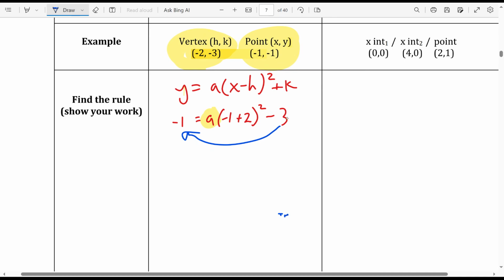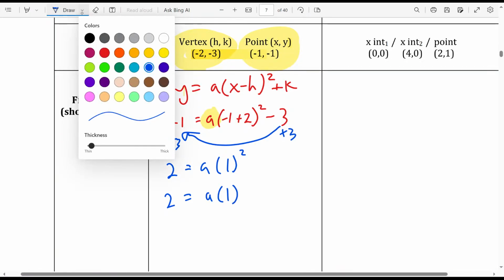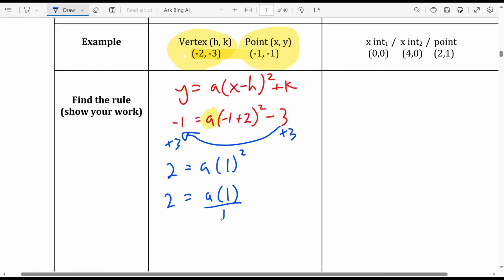So I'll be adding 3. So positive 2 is equal to a times 1 squared. Now 1 squared, I don't really need to do a whole descriptor of that, but I'm still going to do it anyway. 1 squared is just 1. And I also don't really need to do this as well, but I'm going to divide by 1, divide by 1. A would be equal to 2. Just in terms of procedure, that's the process every single time.